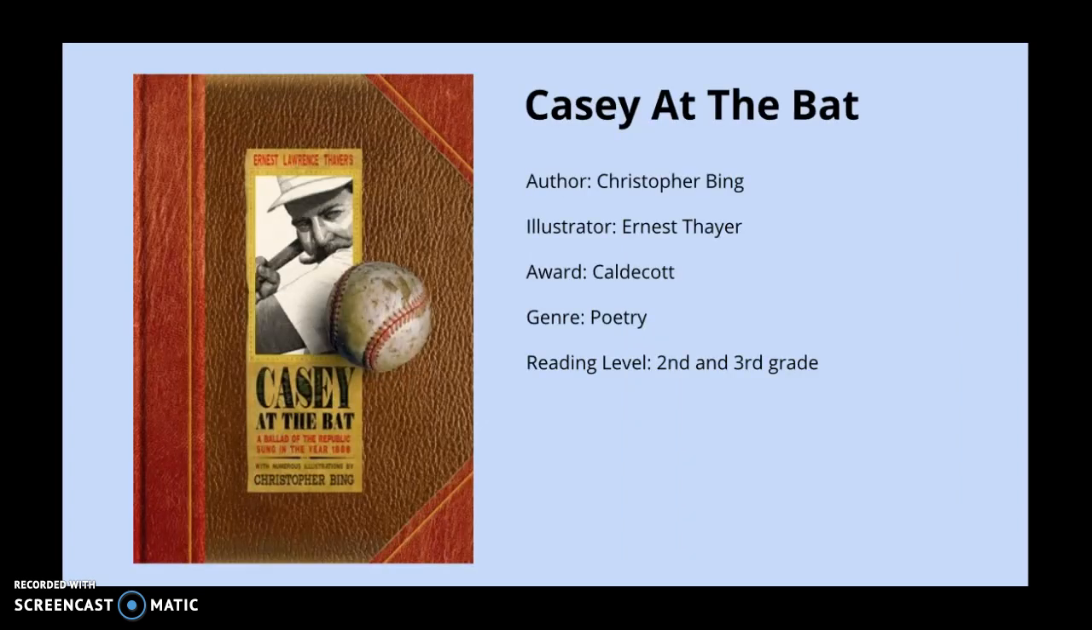The last book I will be talking about in this critique is called Casey at the Bat, written by Christopher Bing. This is a poem that tells the happenings of a baseball game where Casey, a loved player, is up to bat, and things may or may not go his way.